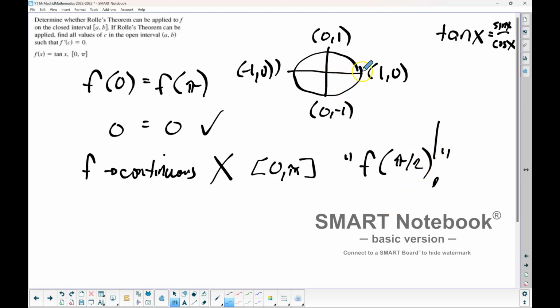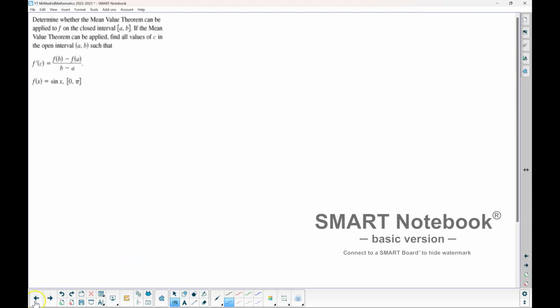But let's go to pi halves. Pi halves is here. If I was to take my sine, which would be 1, and divide by cosine of x here, which would be 0, it'd be undefined. So it is definitely not continuous. We have not met the criteria, so therefore Rolle's theorem does not apply. Alright, so we've got to look at one of each. Let's go ahead and move to this next and last case.